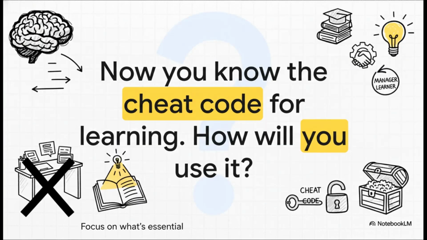So there you have it. You now know about the fundamental bottleneck in your brain, and more importantly, how to get around it. It doesn't matter if you're a student, a teacher, a boss, or just someone who wants to learn more effectively. The rules are the same. Cut the clutter, focus on what's essential. You've got the cheat code. The only question now is, how are you going to use it?